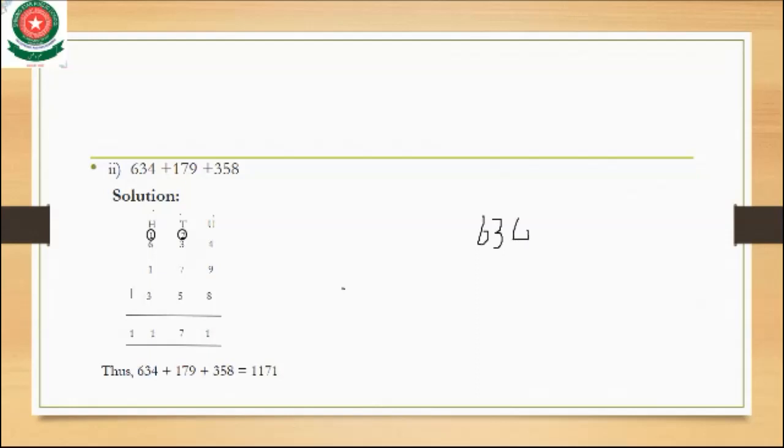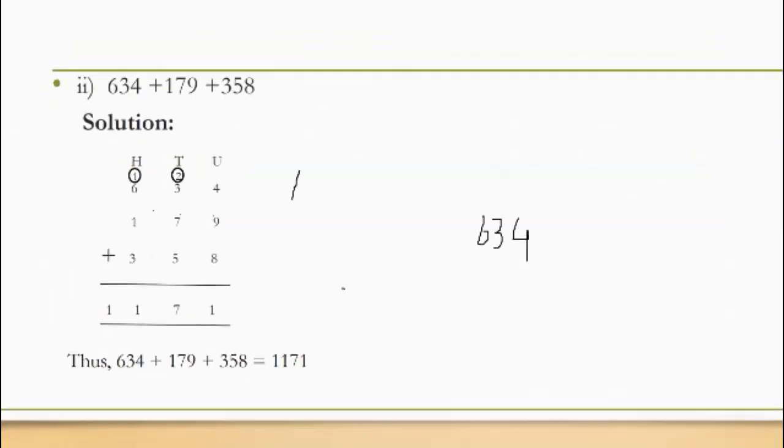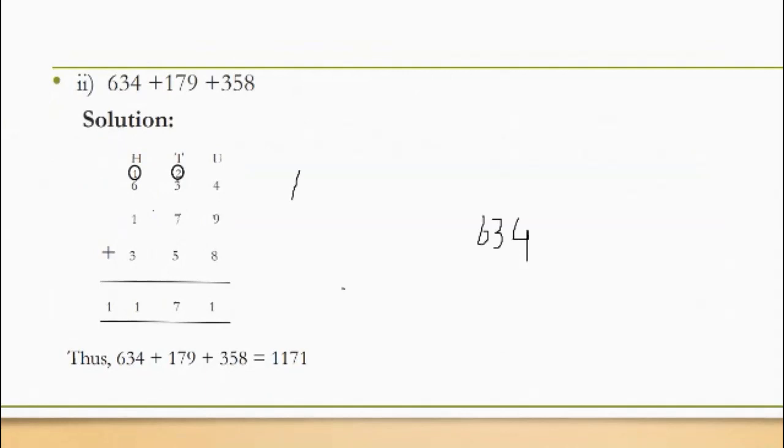First is 634. Okay, I told you in question number 1 that you will write below the U the most right digit of the number, and the number is 634.